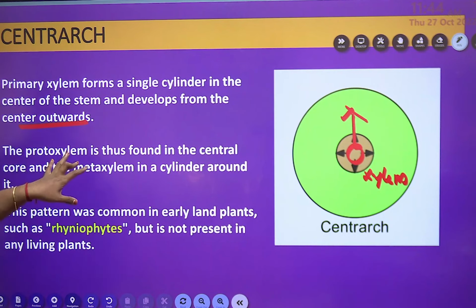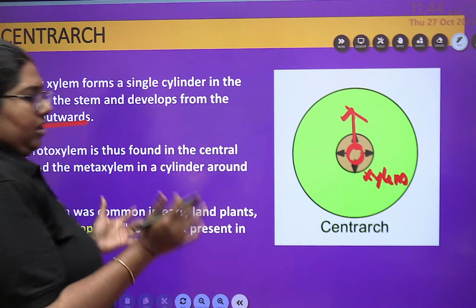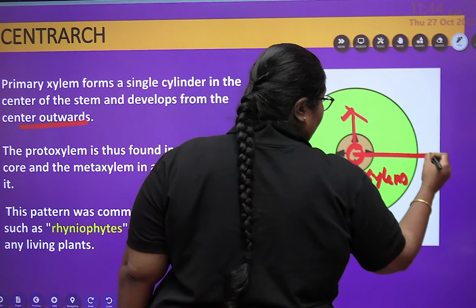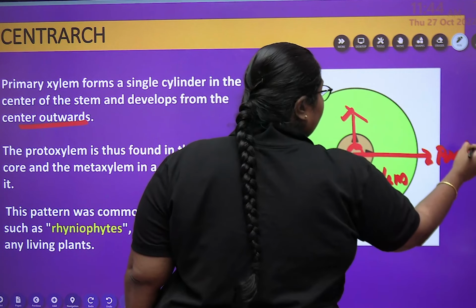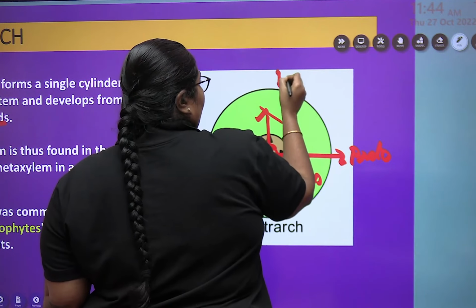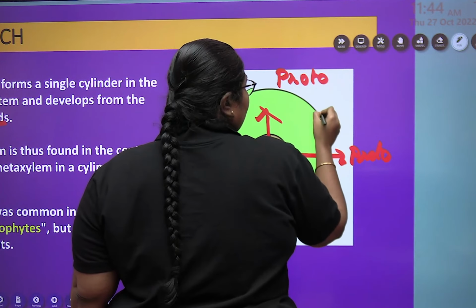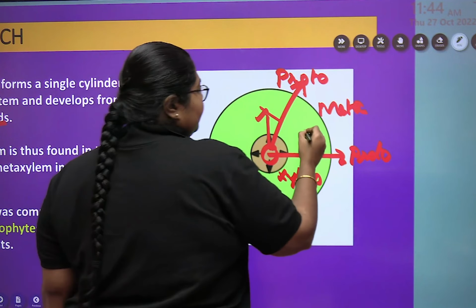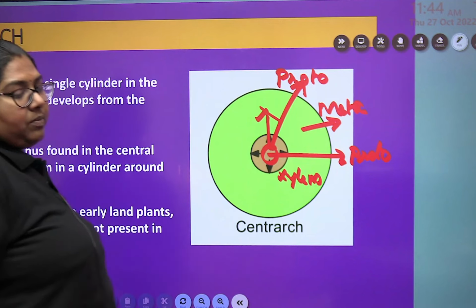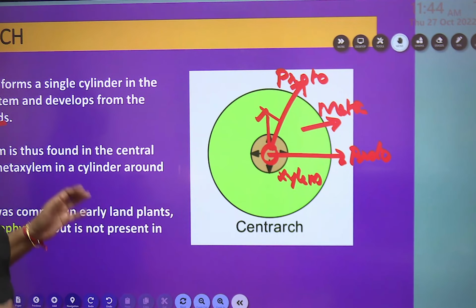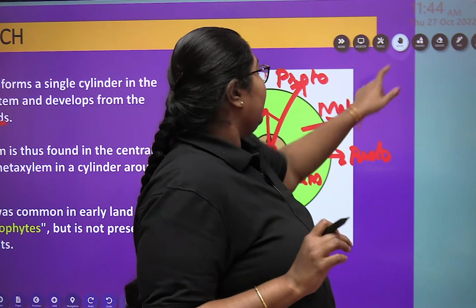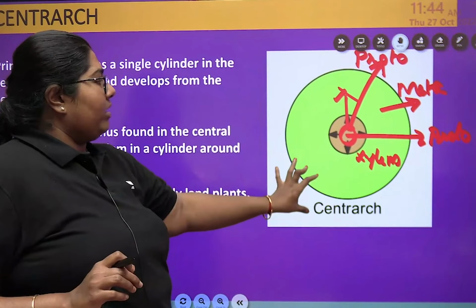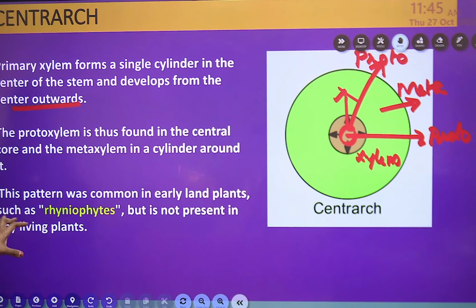The protoxylem is in the center, and the metaxylem is around it. What is in the center called? This is called protoxylem. There are 2 xylems: one is protoxylem, the other is called metaxylem. Whichever is in the center is called protoxylem, and whichever is outside is called metaxylem. So in the centrarch, the protoxylem is in the middle and the metaxylem is outside. This is how it is placed in rhyniophytes. Rhyniophytes and all follow only this type of pattern.